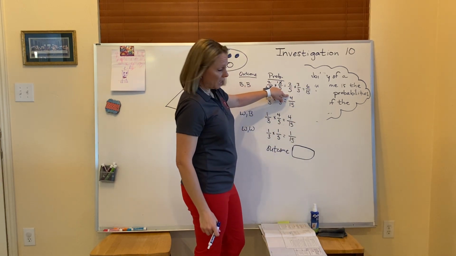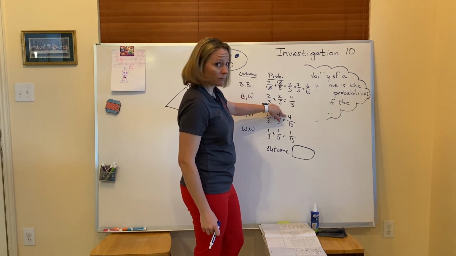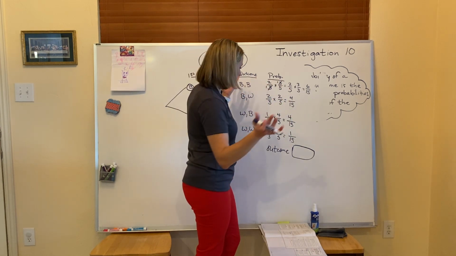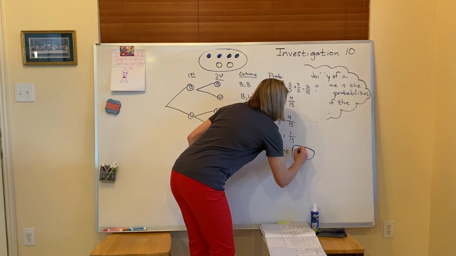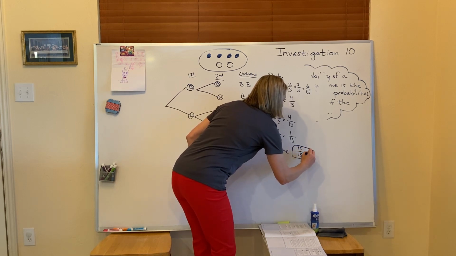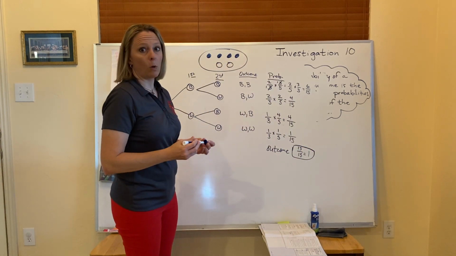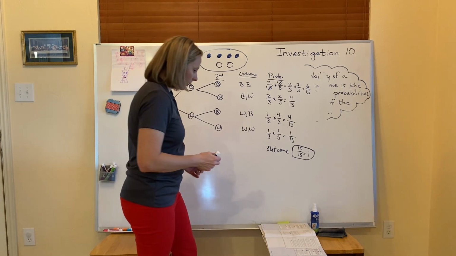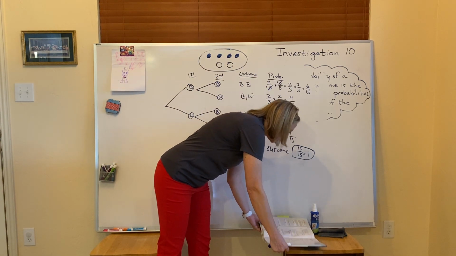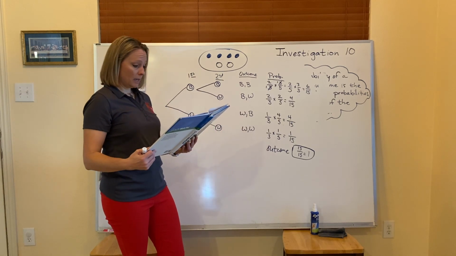6 plus 4 is 10. Plus 4 is 14. Plus 1 is 15. Yay! Our total outcomes equal 15 out of 15, or 1. We have done the chart correctly. All right, let's look at number 9.